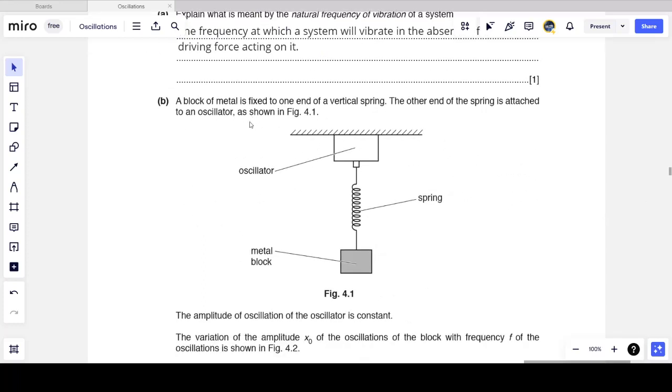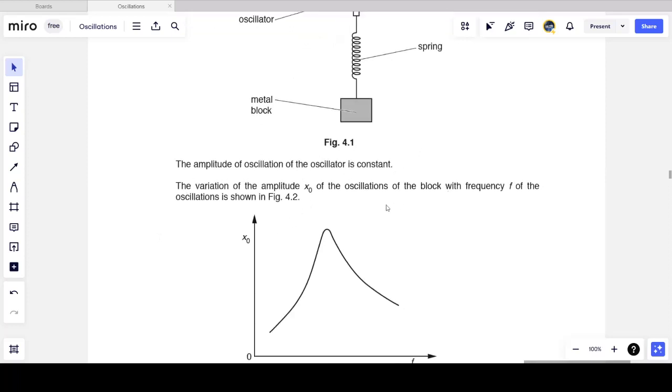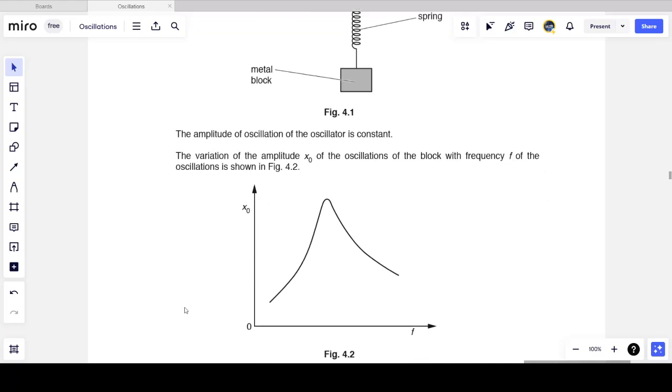We're then told that a block of metal is fixed to one end of a vertical spring and the other end is attached to an oscillator as shown. Again, this oscillator is something that can move, but initially it's fixed. The amplitude of oscillation of the oscillator is constant, and the variation of the amplitude of the oscillations of the block with the frequency f of the oscillations is shown. So you can see amplitude increases as frequency increases, and then there's a peak, and after that point the amplitude decreases with frequency.